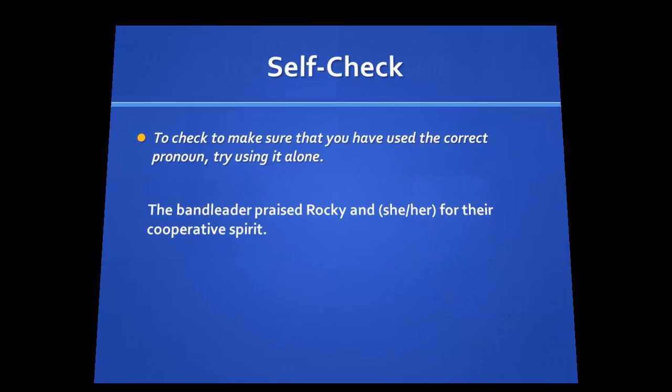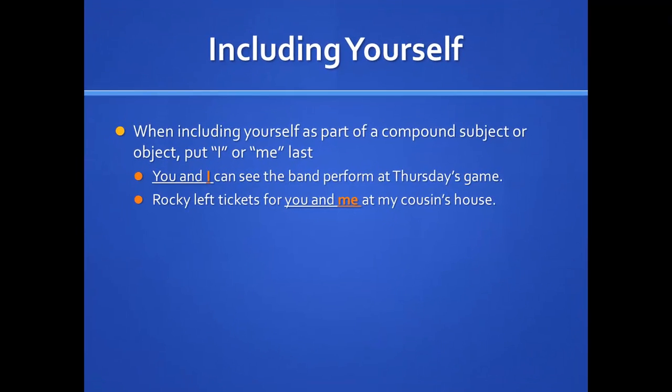One other quick rule for you is that when you're including yourself as part of a compound subject or object, please put yourself last. So you say you and I can see the band perform at Thursday's game. Or Rocky left tickets for you and me at my cousin's house. Please do not say me and you, okay? Always put yourself last when adding yourself to a compound subject or object.